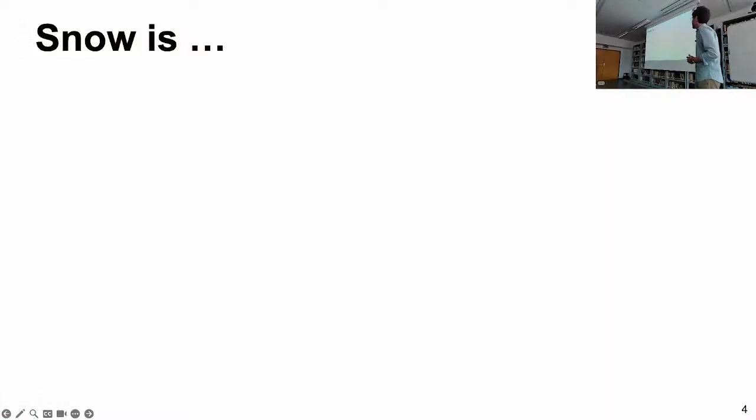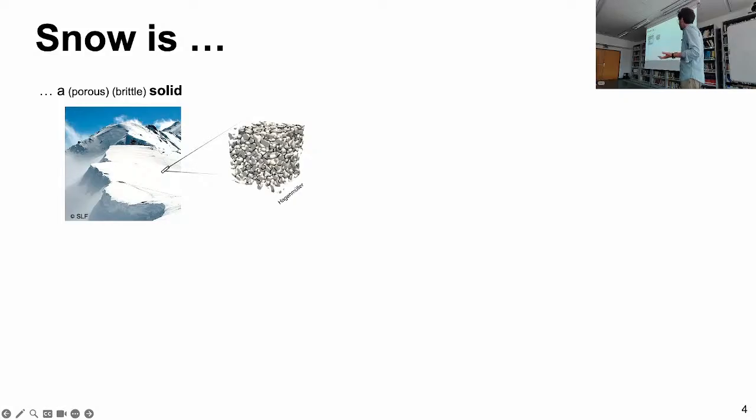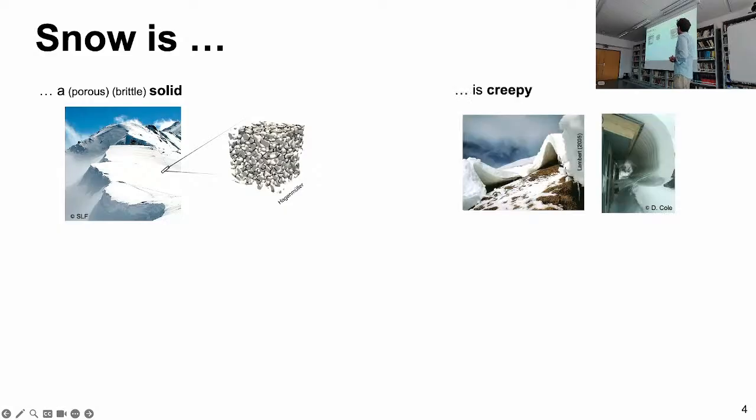Snow is a very interesting material, as I said. First of all, it's a very hot material, perhaps counterintuitively, because it lives so close to its melting point in its natural state. It is, of course, a solid, a porous, brittle solid. Snow on the ground has a certain microstructure. This microstructure may also evolve over time because of metamorphism, which follows from the fact that it lives so close to its melting point. It's not just a hot material, it's also creepy. It can show these very slow viscoplastic deformations, as we see here.